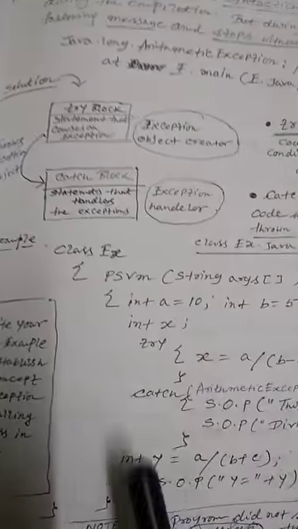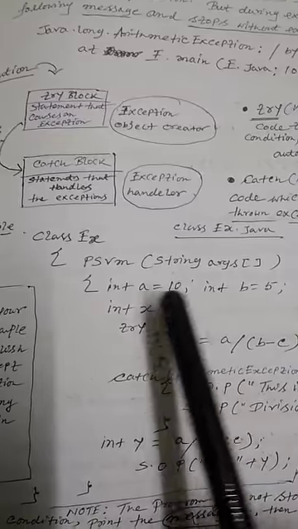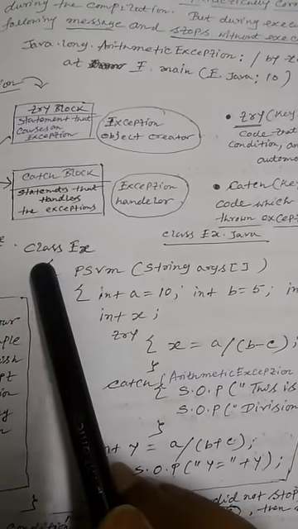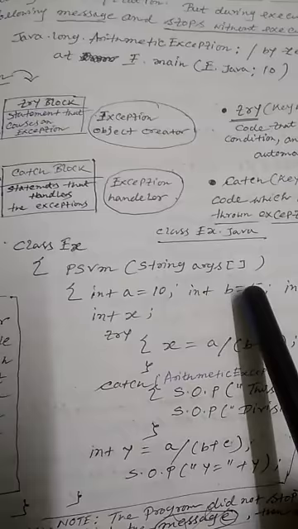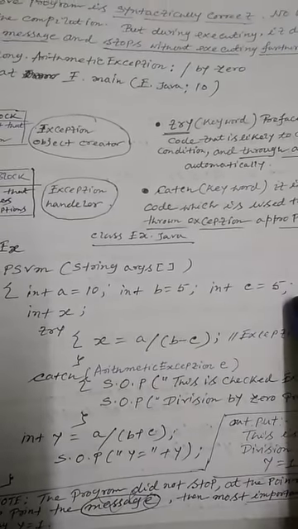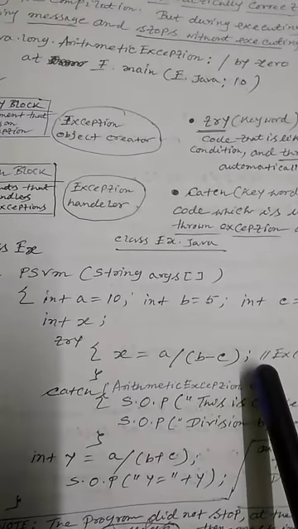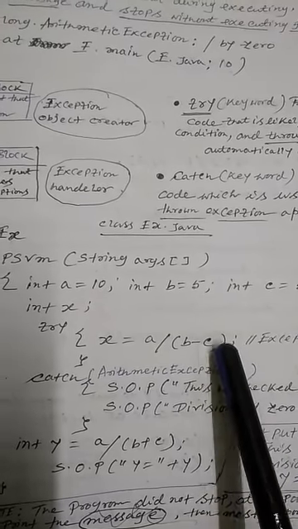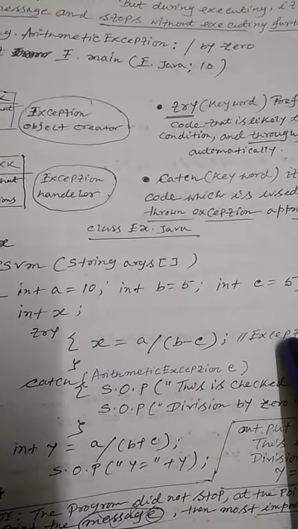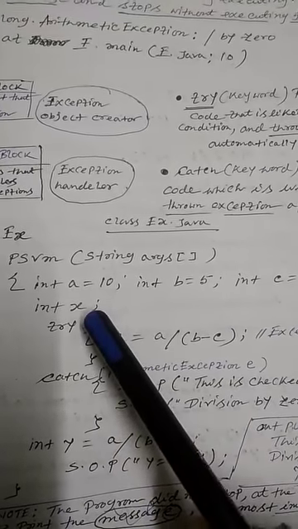Now how can we deal with this, how can we overcome this problem? This code segment will establish that. Class example, public static void main, String args. Again the variables a, b, c have been initialized with some values, and then within the try we have put the exception code like x equals a divided by b minus c. Here b minus c equals 0, and this exception will be thrown.